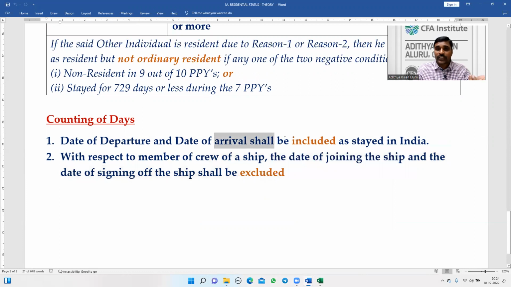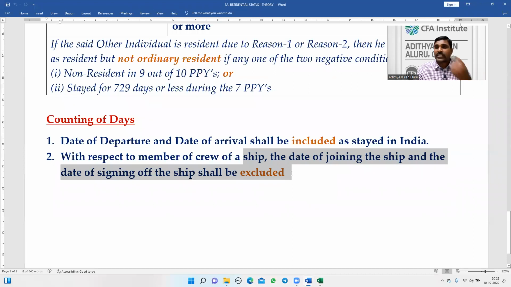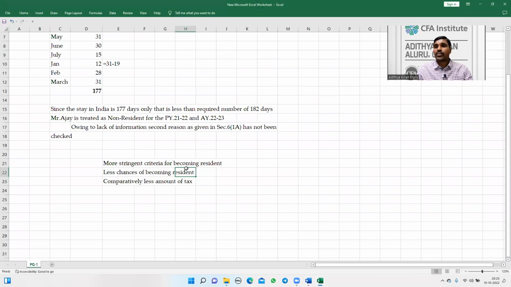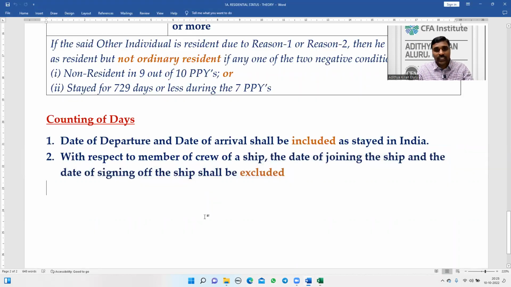That means the provisions are stringent to these persons and lenient, somewhat comparatively soft, for this kind of people. So this is the reason we have to remember. More stringent criteria for becoming a resident means more days to be excluded, so fewer days will be counted. That is the reason we are excluding here and including there.